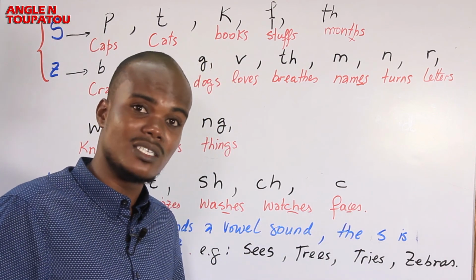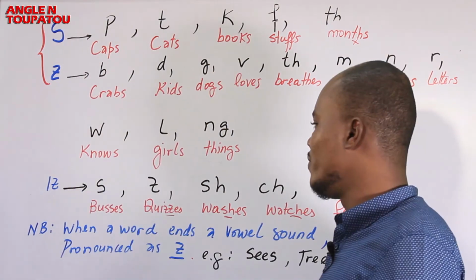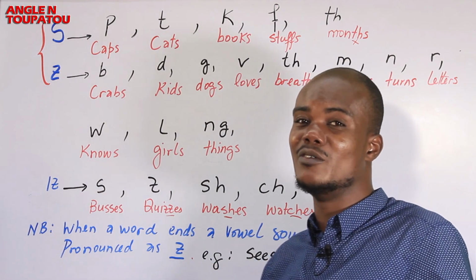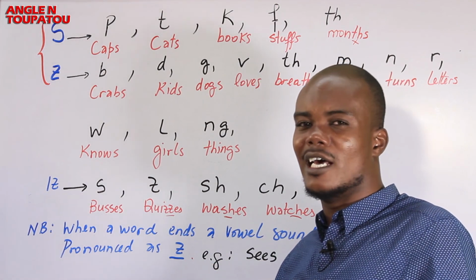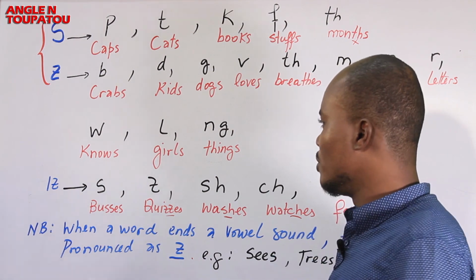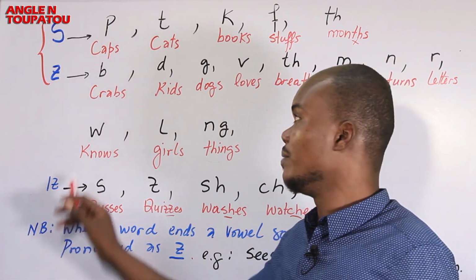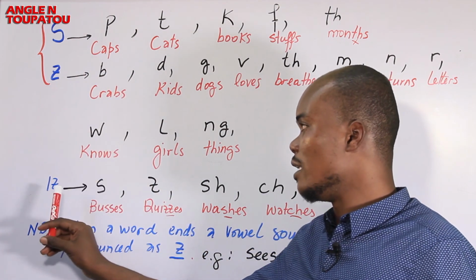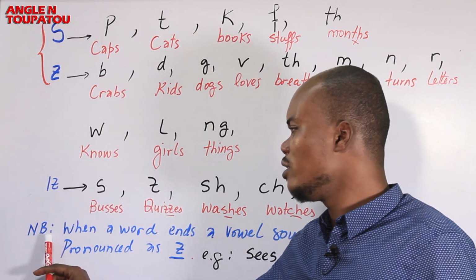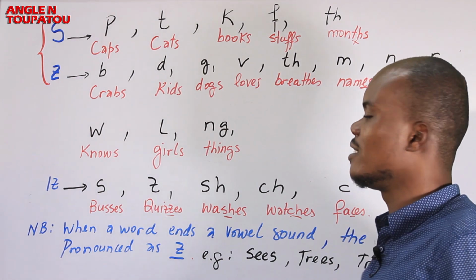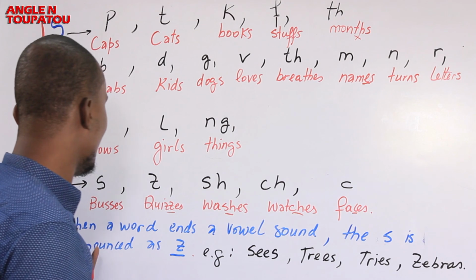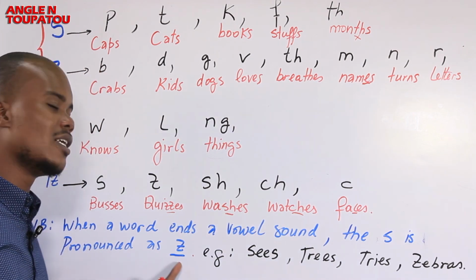And to finish, let me tell you, to help you understand clearly, I'm talking about the S sound. When a word ends with a vowel sound, the S is pronounced as Z.